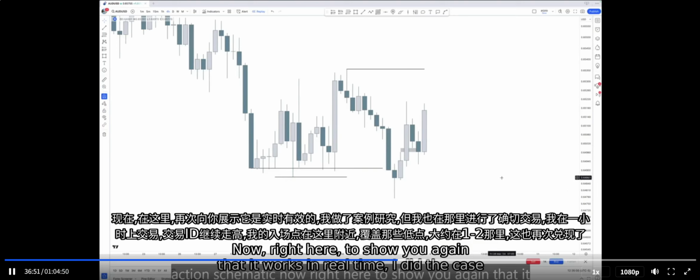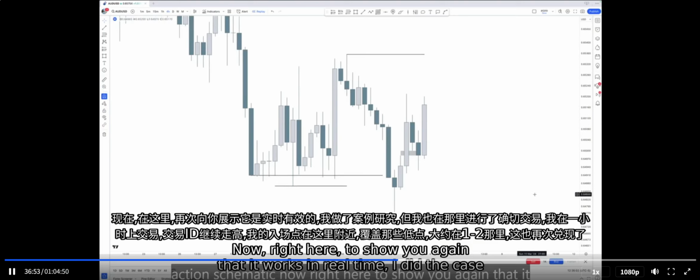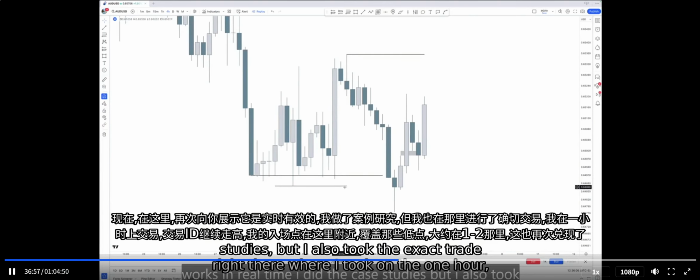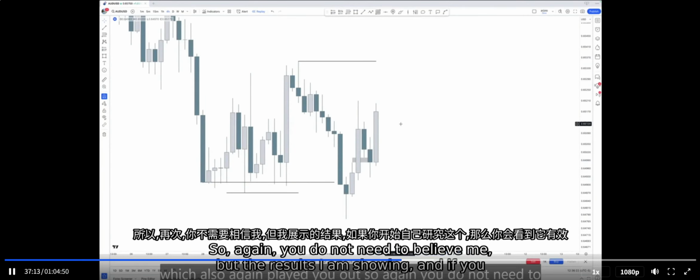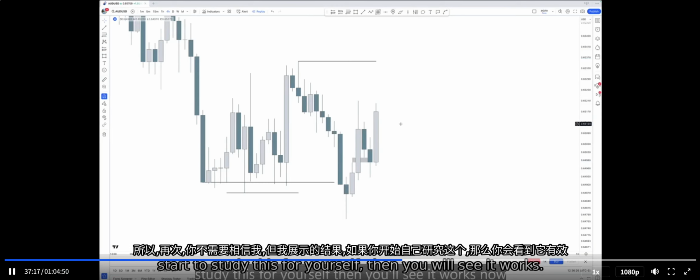Now, right here, to show you again that it works in real time, I did the case studies, but I also took the exact trade right there where I took on the 1 hour a trade ID continuing higher, and my entry was around here covering those lows, and it was around 1 to 2 right there, which also again played out. So again, you do not need to believe me, but the results I'm showing, and if you start to study this for yourself, then you'll see it works.